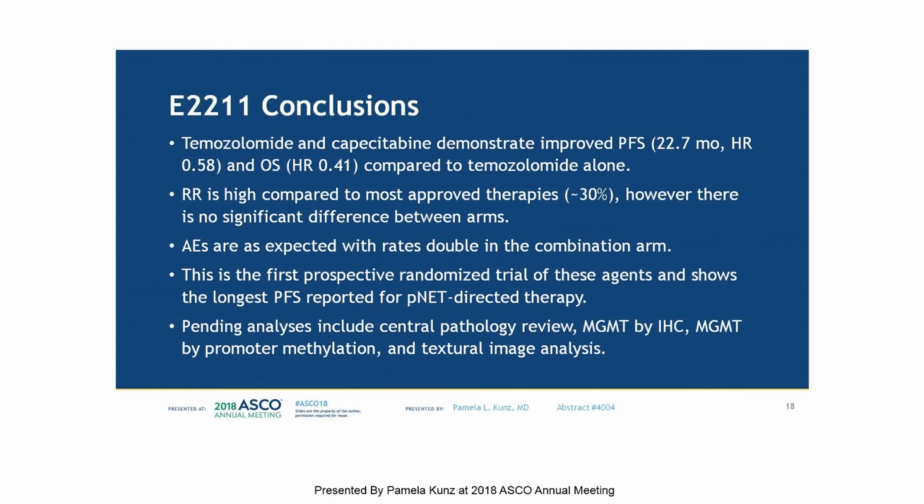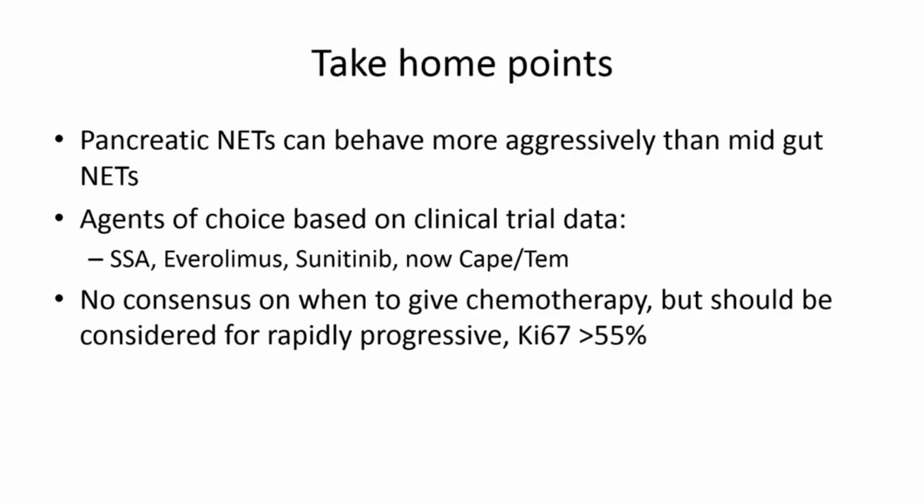So in conclusion, temozolomide and capecitabine, relatively older oral medications that have been around the clinic for probably over a decade, demonstrate improved progression-free survival, so 22.7 months, and that's the biggest number we've ever seen in PNET before. Remember the other studies I was showing you were like 4 versus 11 months or something like that. The response rate is really quite high, so it's 30%. The adverse events are fairly similar to what we've seen with these chemotherapies before, and they're going to do some pending analysis based on a few other pre-specified measures.